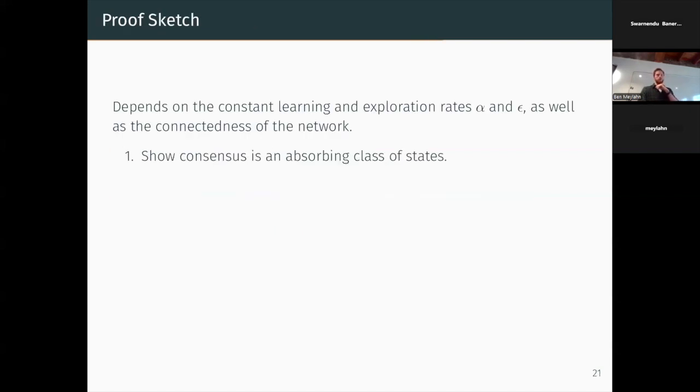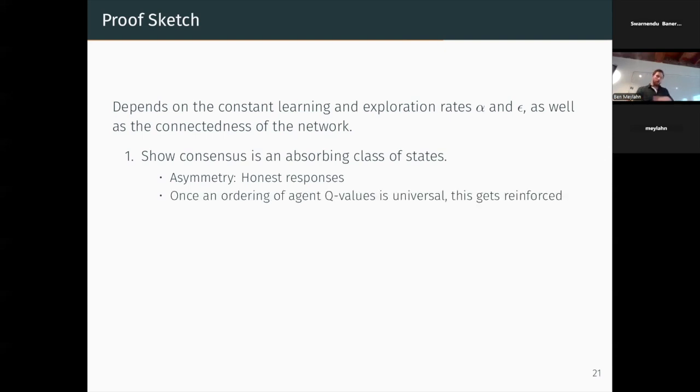So same strategy again. We show consensus is absorbing, and that is because of the asymmetry. Because my responding agent never explores, as soon as we all agree on which opinion has a greater value, if I express that one, I will get bolstered, and that value will increase even more. And if I'm exploring, then that one will lose Q value because I will get punished, because we all agree. So once the ordering of agent Q values is universal, this gets reinforced and is completely stable.